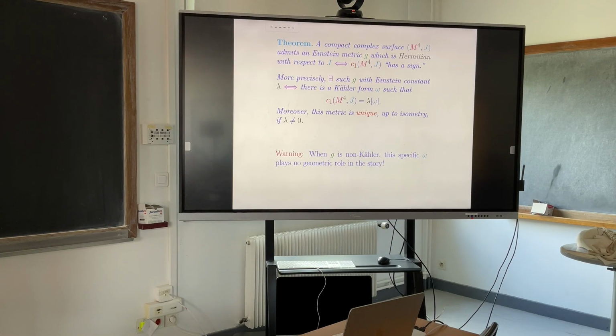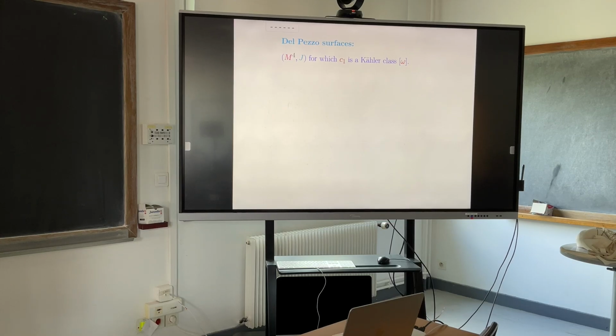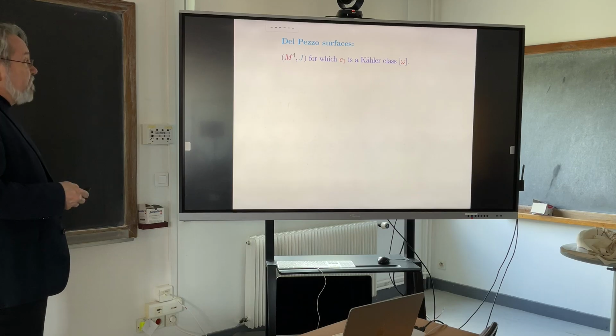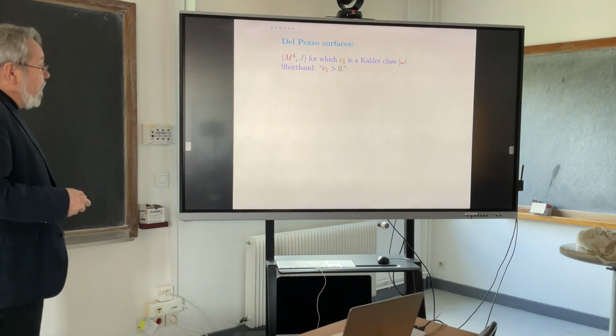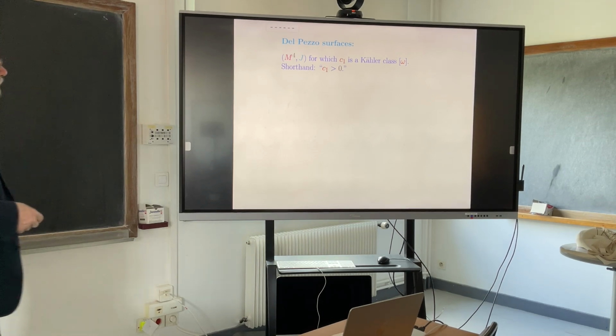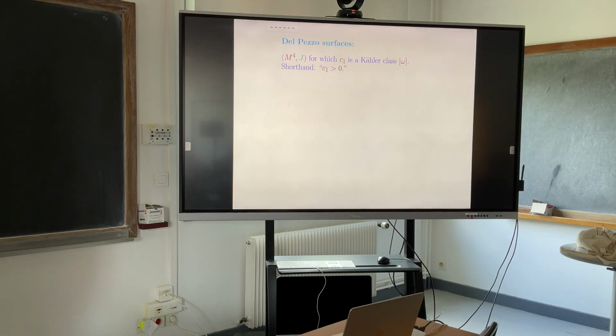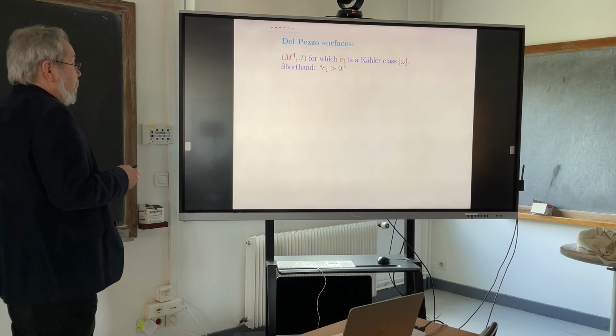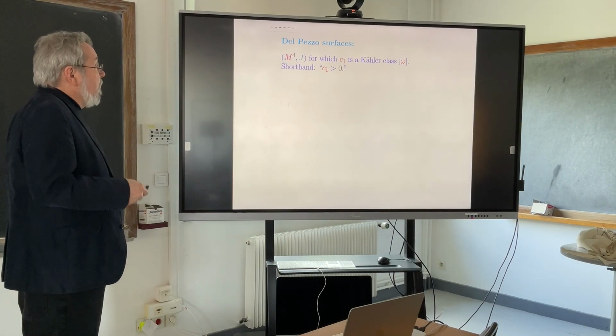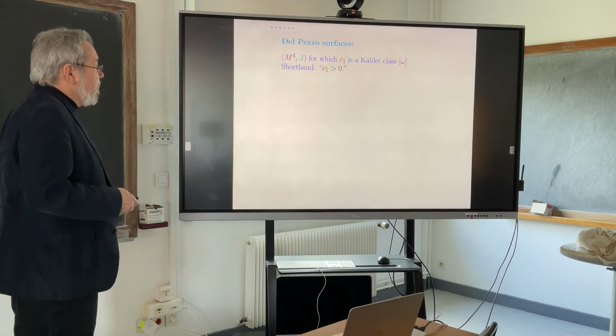So in particular, in this story, there is a class of complex surfaces for which C1 is positive. And this notation, C1 is positive, means that C1 is a Kähler class. So the complication is that in general, we're not going to be looking at Kähler metrics with that Kähler class to solve our problem. But just in terms of the algebraic geometry, there's a condition on a compact complex surface: it has C1 positive if C1 is a Kähler class.